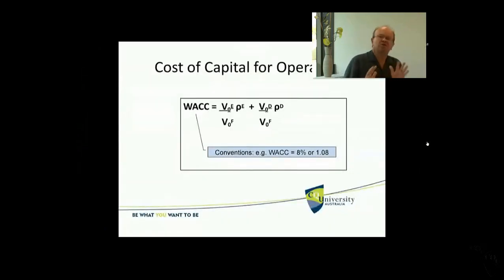So you can see that the cost of capital for operations, which we call WACC, or weighted average cost of capital, equals the weighted average of the cost of equity, the cost of capital for equity, and the cost of capital for debt. That's its relationship.